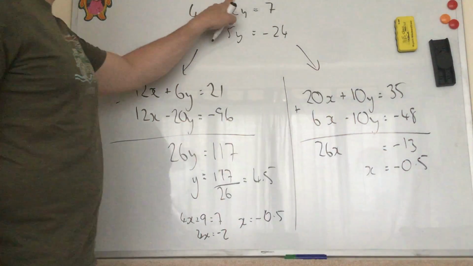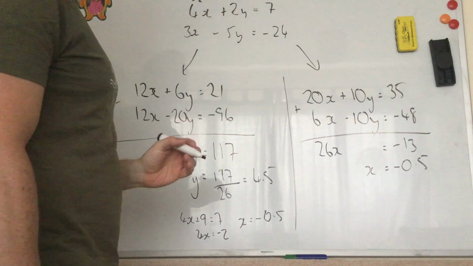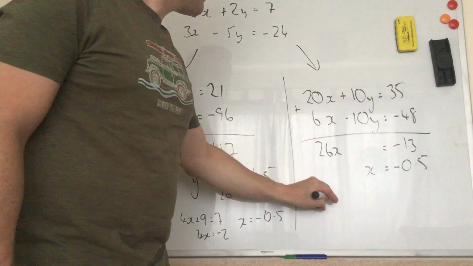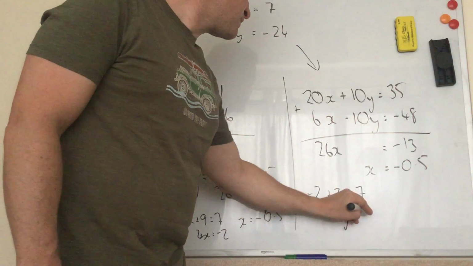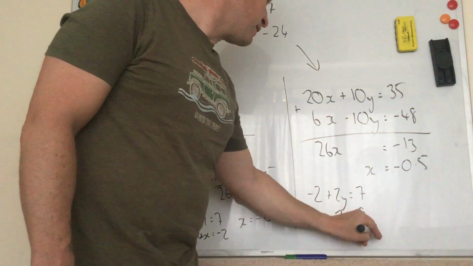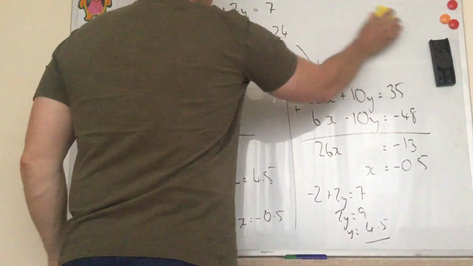Sub that into either of them. So 4 times minus 0.5 is minus 2. So we get minus 2 plus 2y equals 7. So 2y must equal 9. So y equals 4.5. Okay.